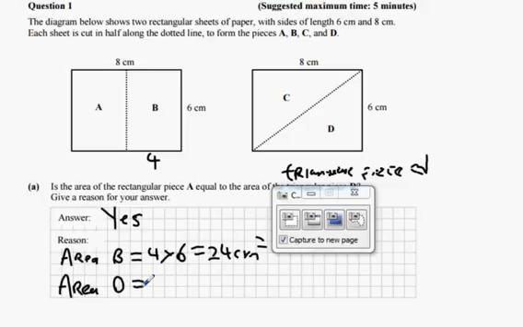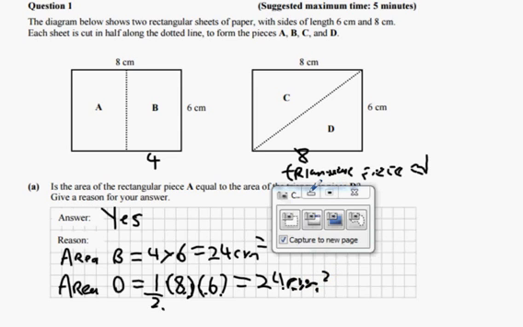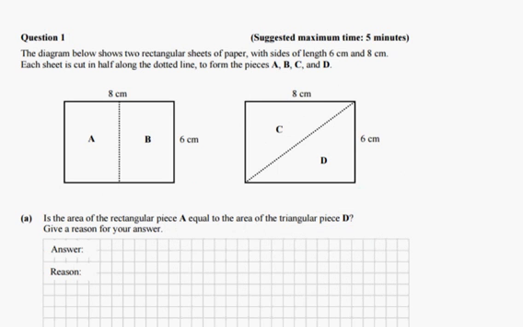Area D is 24. Yeah, but it's a half base by height. So the base is 8, so it's a half of 8 times 6, because the area of a triangle is a half base times height, which will get me 24. They're both the same size. Okay.